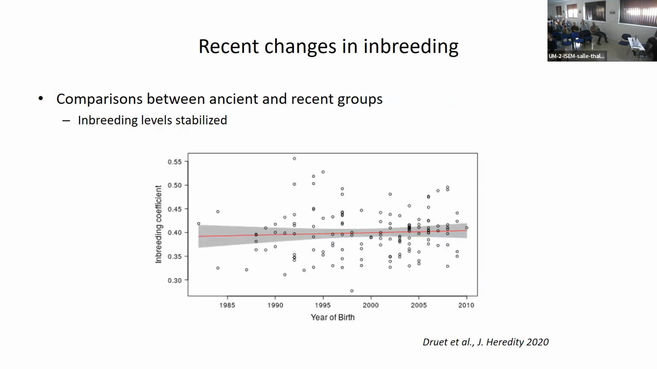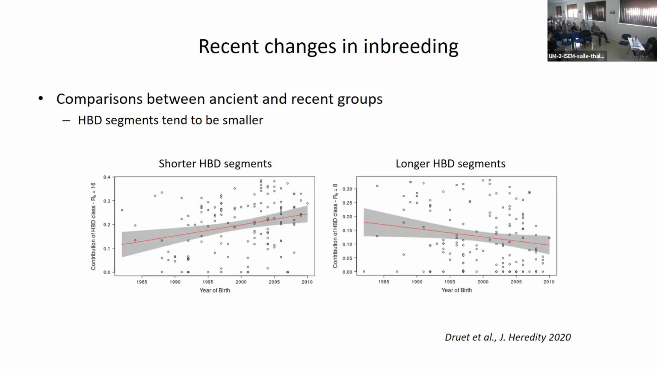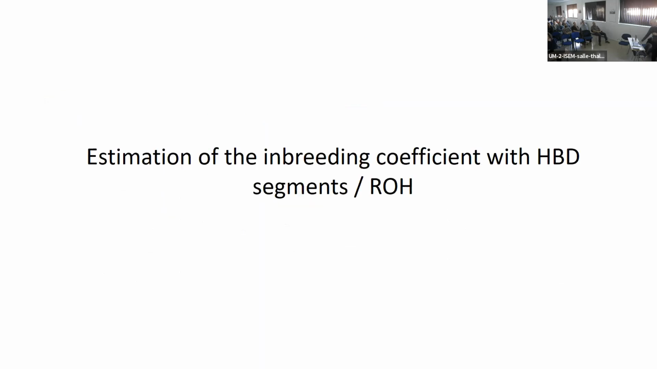I can show this also with graphs where we look at the trend as a function of the year of birth. We see that inbreeding is stabilized, but now we have more and more short segments and fewer long segments. So it means that the population is going in the right direction and that we can use this distribution to monitor the evolution. Now I will move to the second part of the application, which is to show how we can use HBD segments to estimate the inbreeding coefficient.